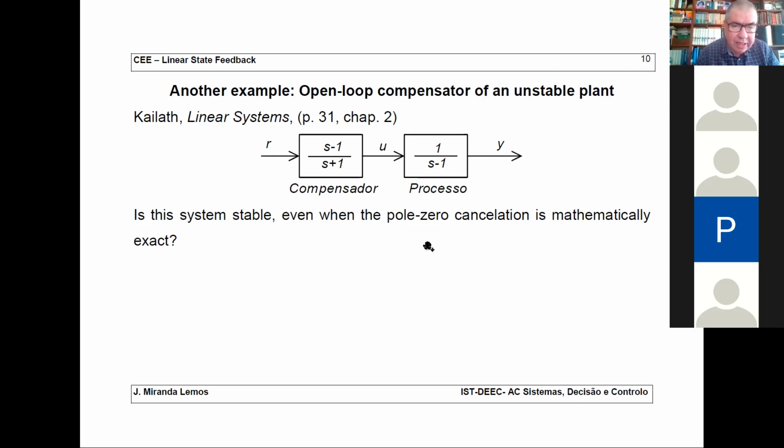So suppose that you have an unstable process, 1 divided by s minus 1. And I said, well, I'm going to place here a controller, which is very simple. It has a 0 in s minus 1 and a pole in s plus 1. Now, you might say, but in practice, I will never be able to cancel the pole by a 0. But suppose that you exactly cancel the unstable pole in 1. So this 0 is exactly s minus 1. So the transfer function, there is no doubt, is 1 divided by s plus 1.